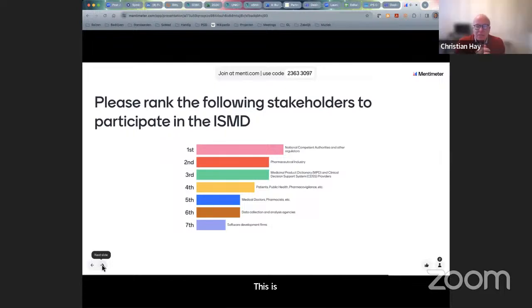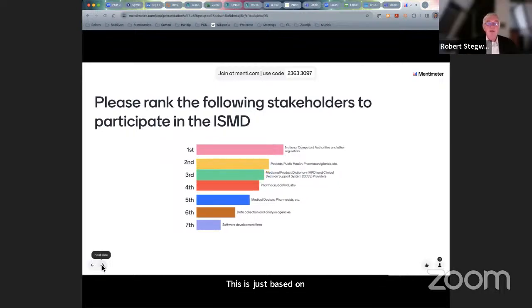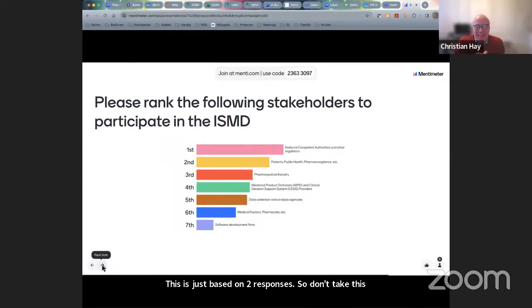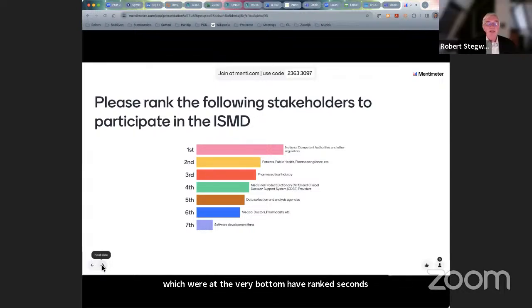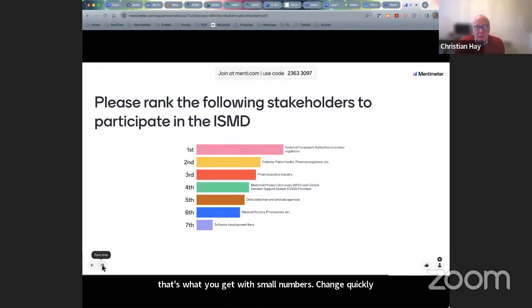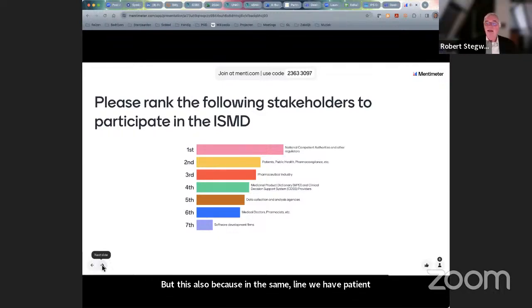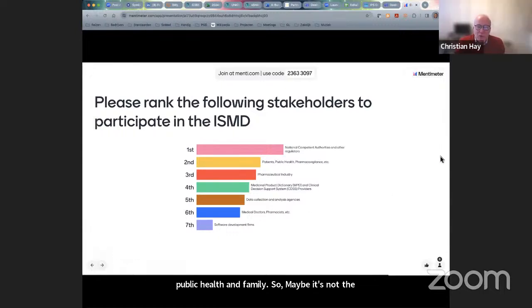This is just based on 2 responses, so don't take this ranking as the final ranking from this audience. Not really. It's moving. Well, the interesting thing is now the patients which were at the very bottom have ranked second. Yeah, that's what you get with small numbers. It can change quickly. But it's also because in the same line we have patient, public health, and pharmacovigilance. So maybe it's not the patient as a consumer, but the patient as an actor in the health system.